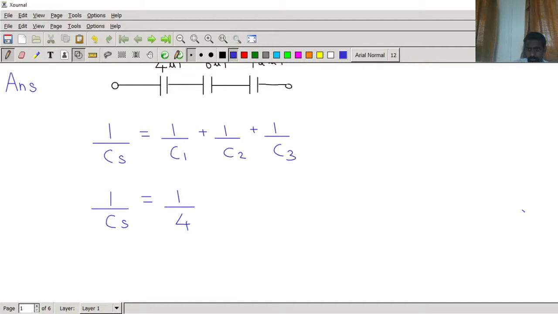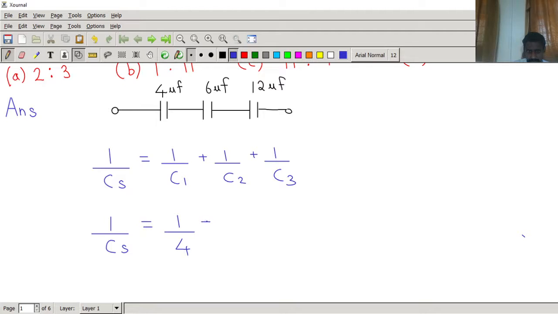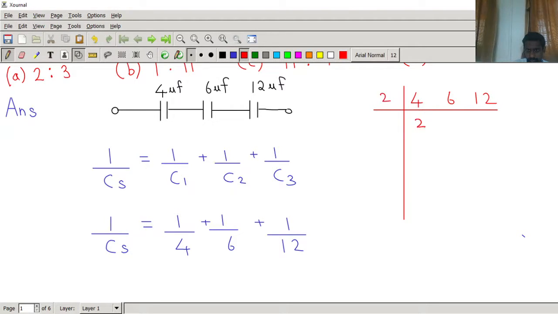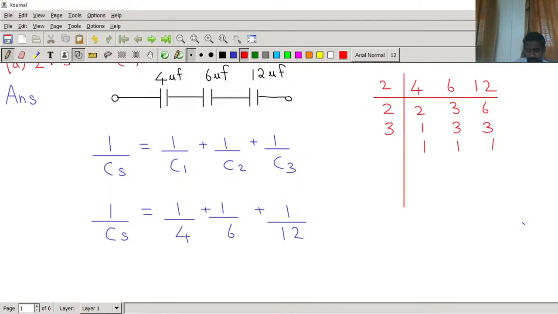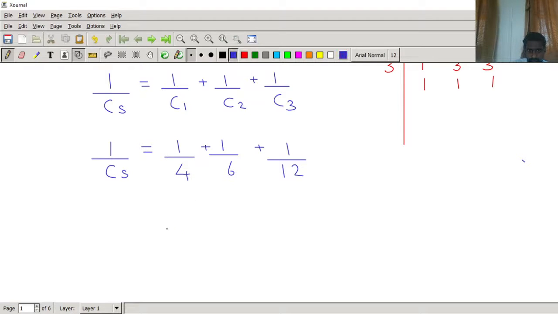So 1 over Cs is equal to 1 by C1, and what is our C1? That is 4. Then let us go for second capacitor, that is 6. So plus 1 by 6 and plus 1 by 12. Now we will take LCM of these denominators. The denominators are 4, 6 and 12. So you will find that the LCM is 4 into 3, that is 12.